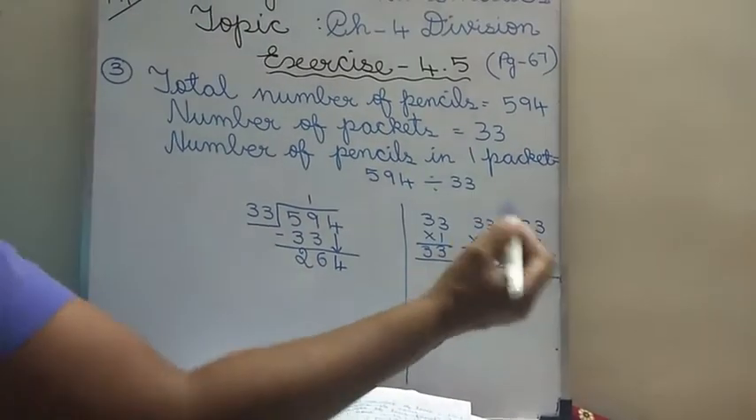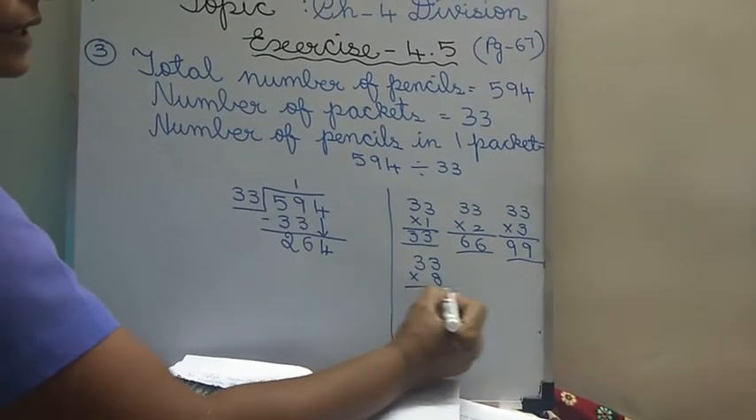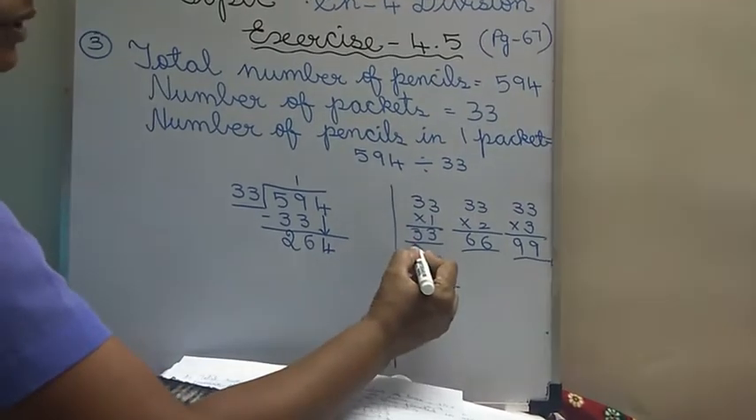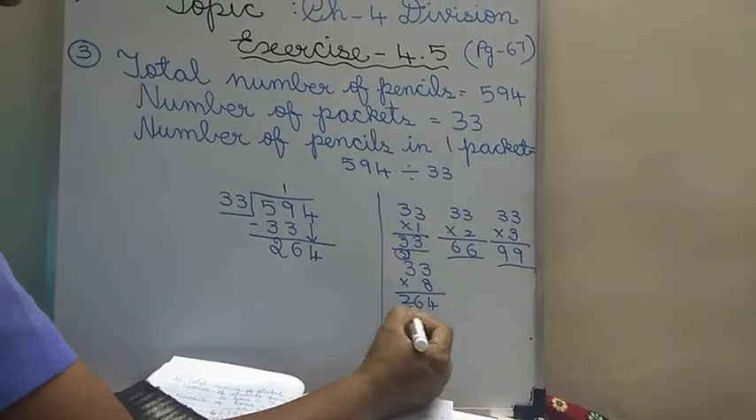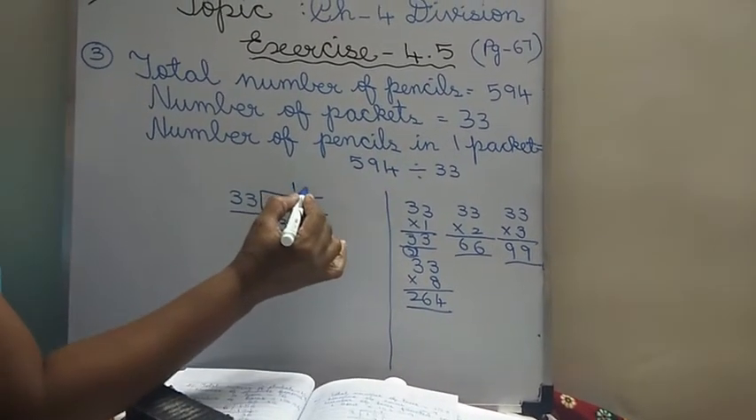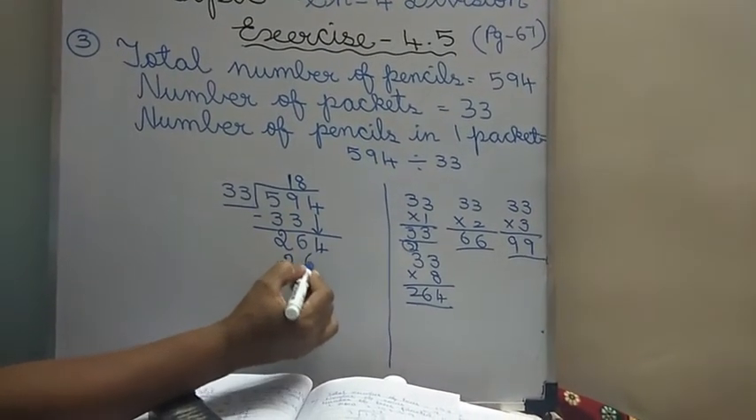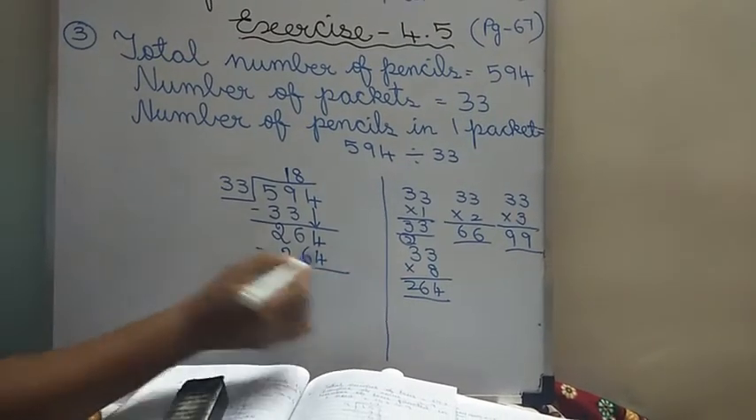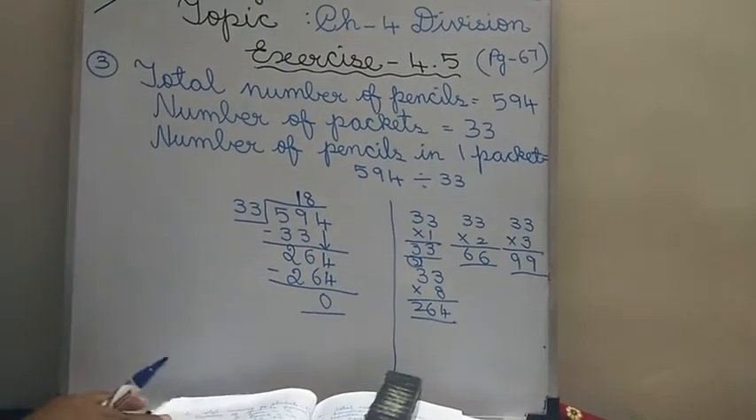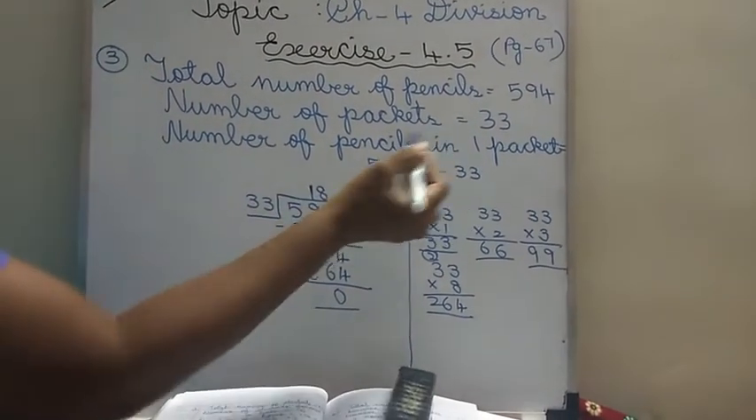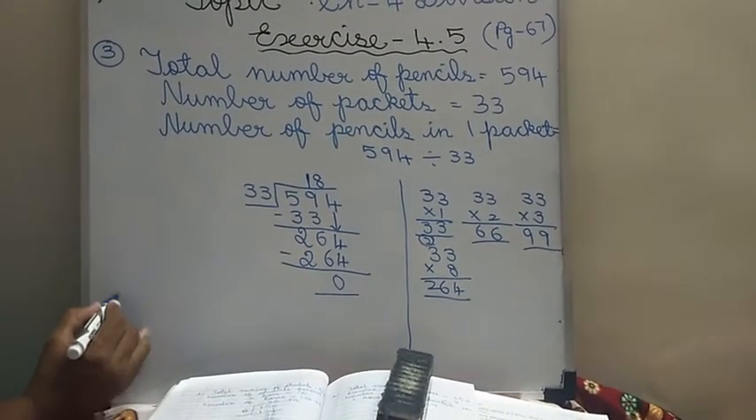So what will come? 33 into 8. 8 threes are 24. And again 8 threes are 24, 24 plus 2, 26. So what will come here, children? 8. 33 eights are 264. So 264 minus 264, what will come? 0. So what's the answer, children? In one packet, how many pencils are there? 18. So what's the answer?